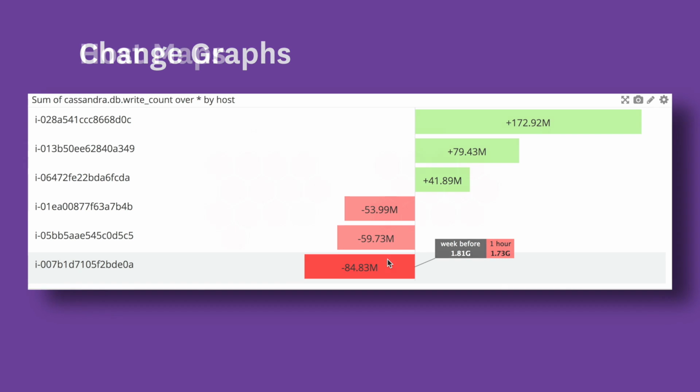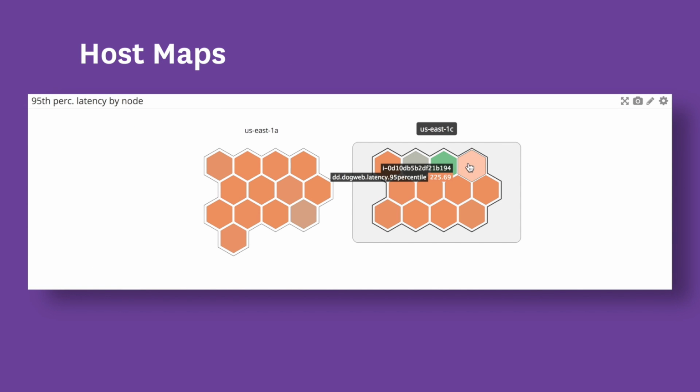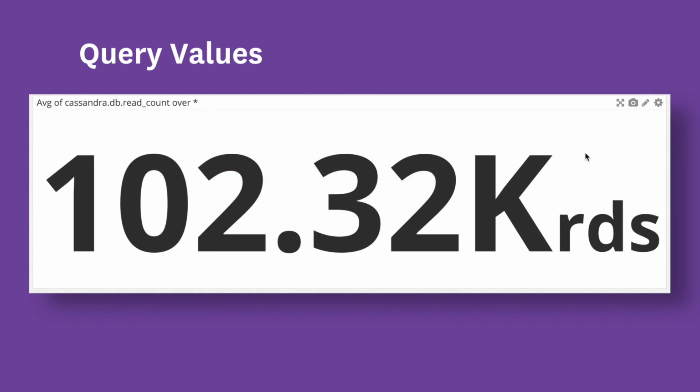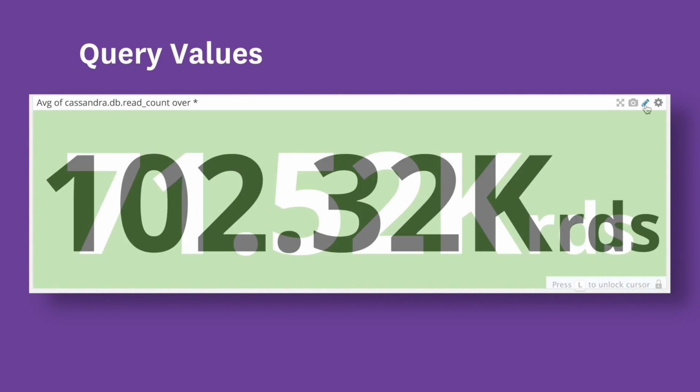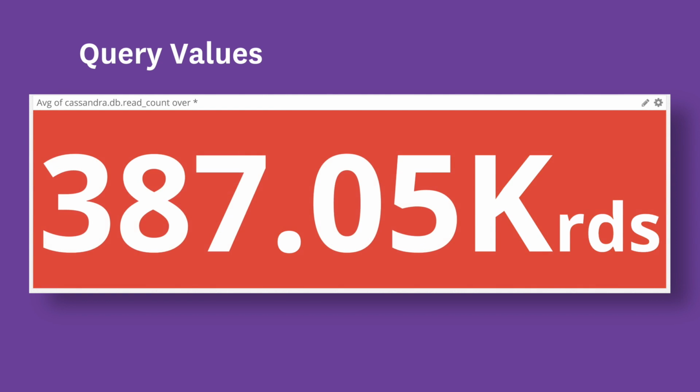Change graphs can be used to separate metric trends from periodic baselines, like database write throughput compared to the same time last week. We saw host maps in the first video, and you can add a smaller version of those to your dashboards as well. Finally, there are query values. These display the current value of a given metric query with conditional formatting, such as green, yellow, red backgrounds, to convey whether or not the value is in the expected range.